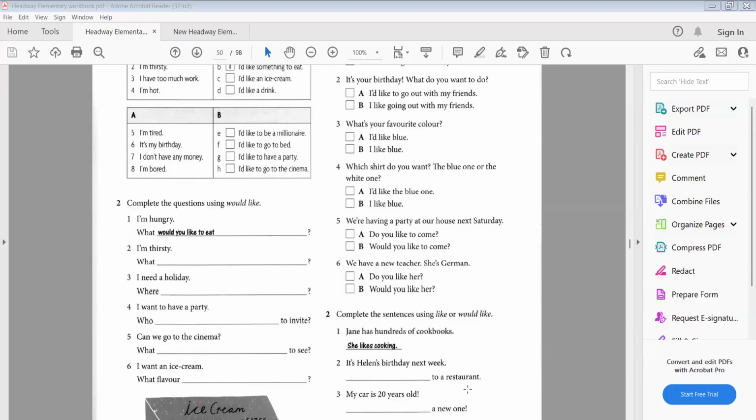I'm starting with number 2. Yes, exactly. I am thirsty. What would you like to drink tonight? Yes, exactly, it's sufficient actually. So number 3: I need a holiday. Where would you like to go?